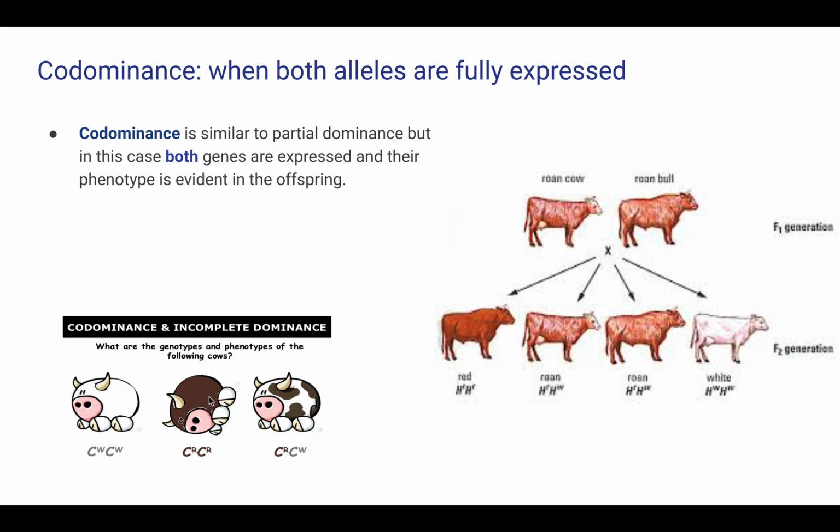Did I just say blue? A white with a brown, you don't get something that's in between white and brown. What you get is white with brown splotches. Both genes will be seen in the fur of the offspring.